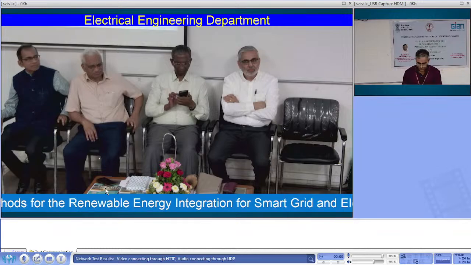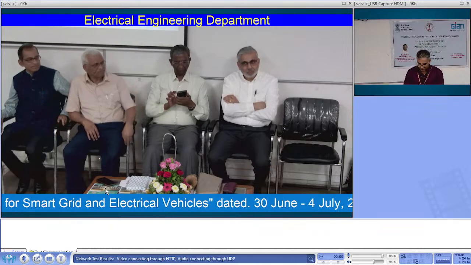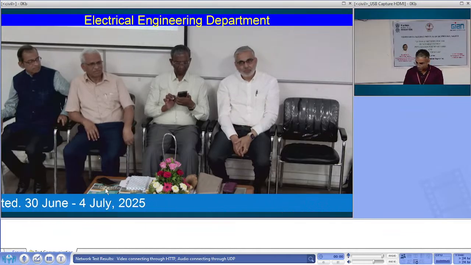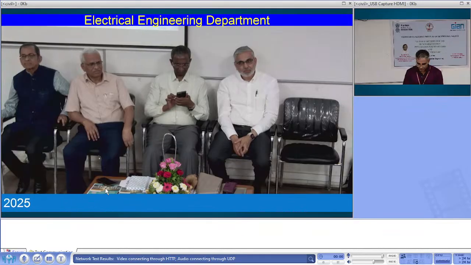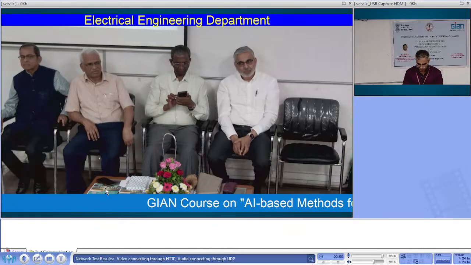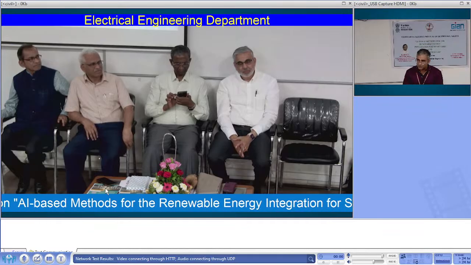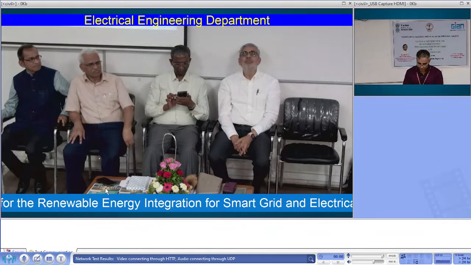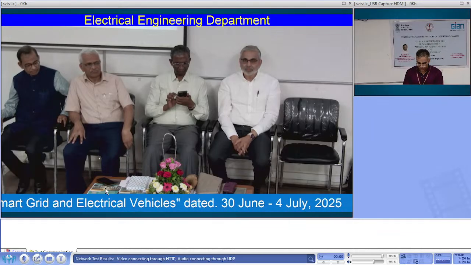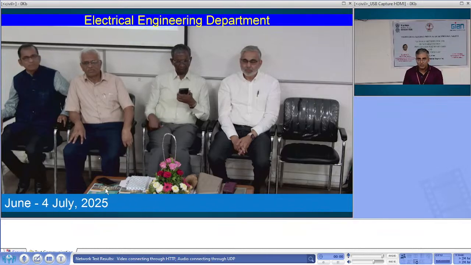Good morning to all the dignitaries on the dais, Honorable Professor Premlal Patel, Director of VNIT Nagpur, Professor Himanshu Pota from UNSW Australia, Professor K.M. Burchundi sir, Dean, International Affairs, Alumni, respected all faculty members, participants and students present here. It is my privilege to present the overview and objective of this GAN program on AI-based methods for renewable energy integration for smart grid and electric vehicles.